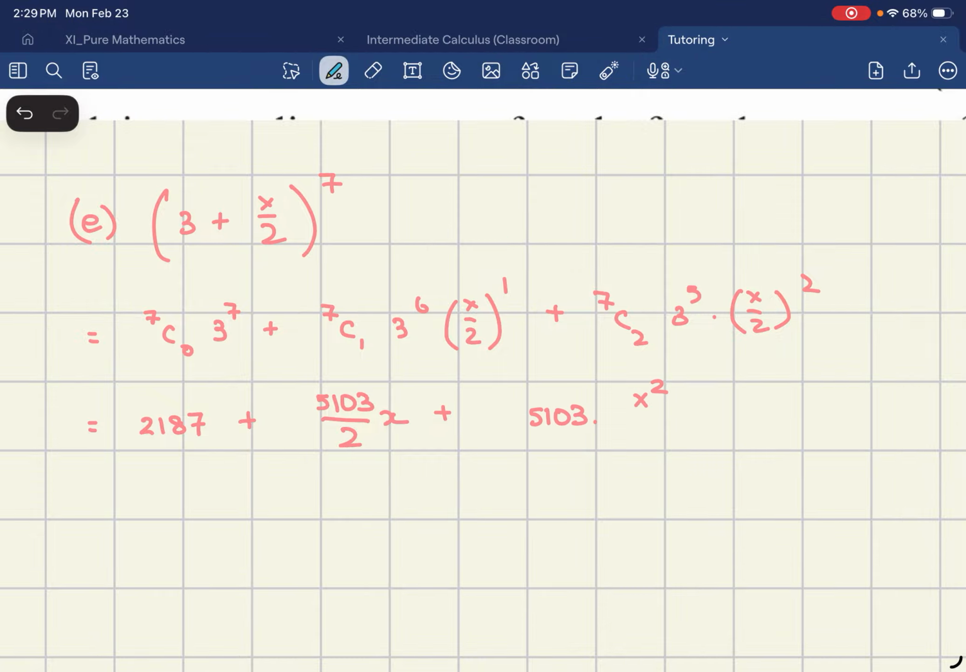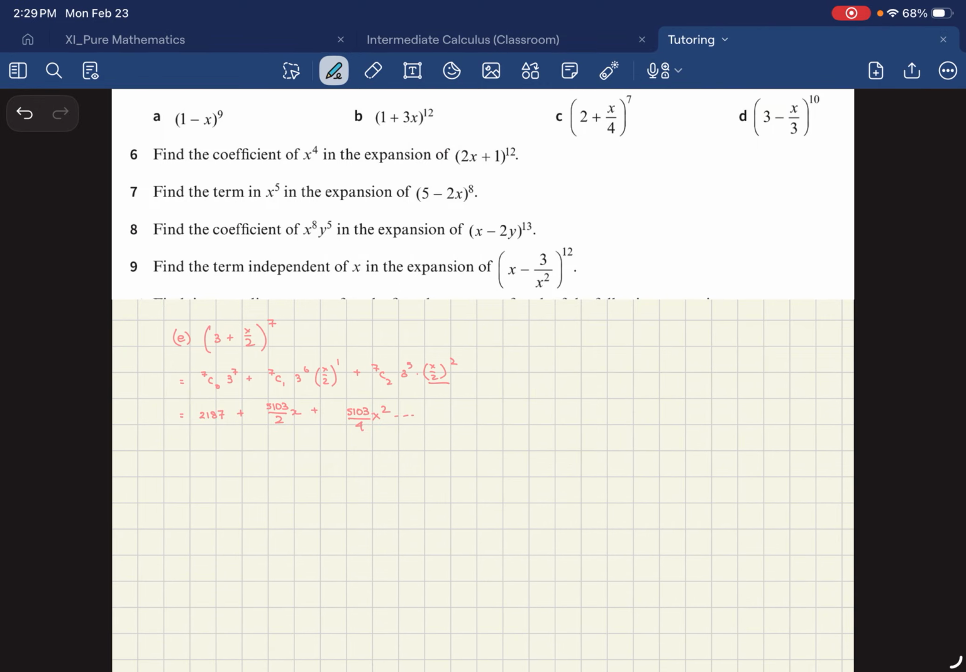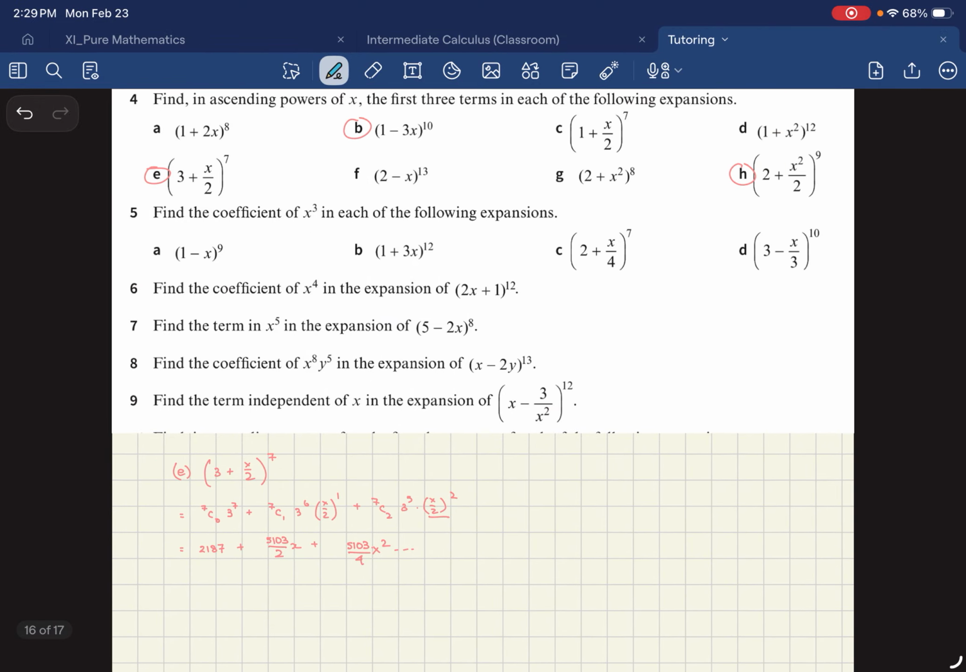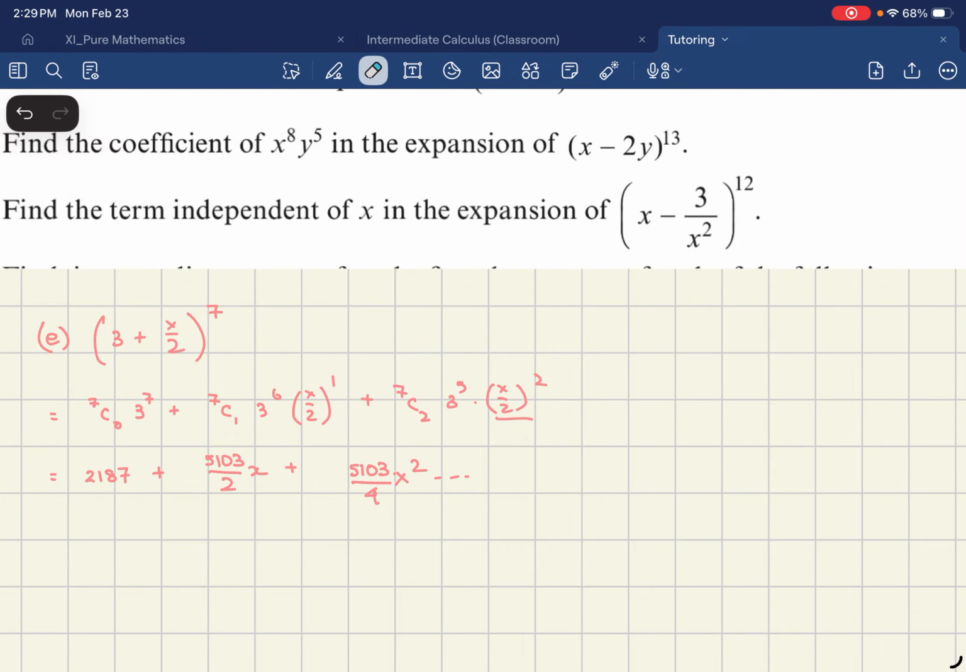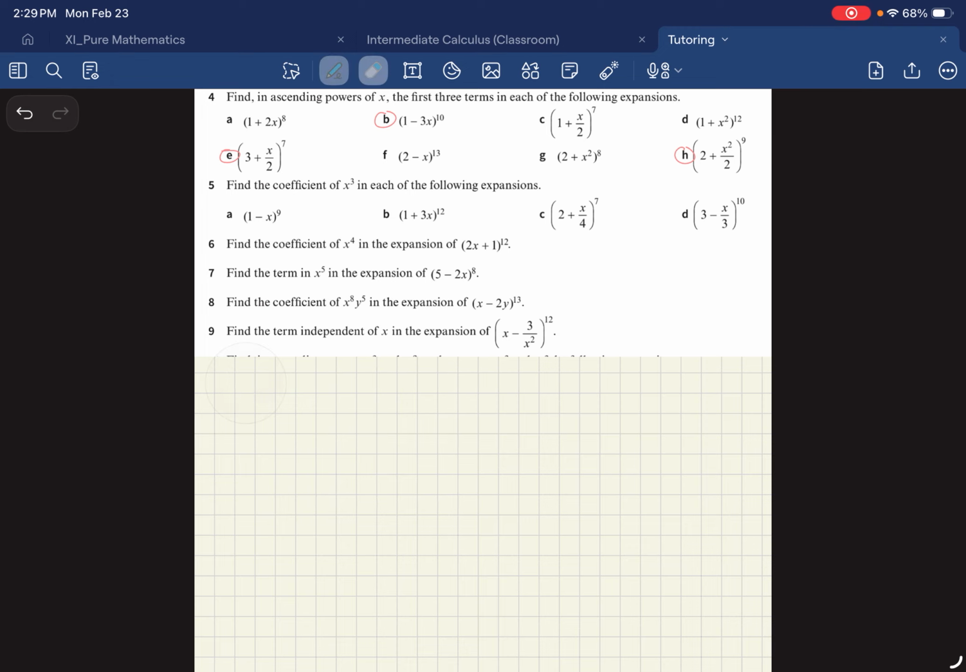And then I have x squared divided by 4 from here. So that is just 5103 divided by 4 times x squared. So that is going to be my first three terms for part E. And let me just quickly check it for you. Yes, 2187, 5103 by 2x, and then that is your answer. Now, let's do part H.